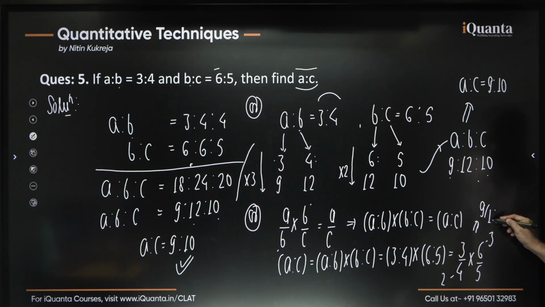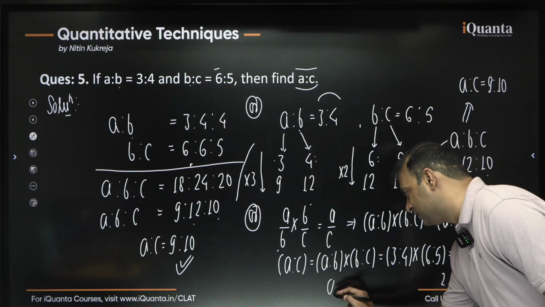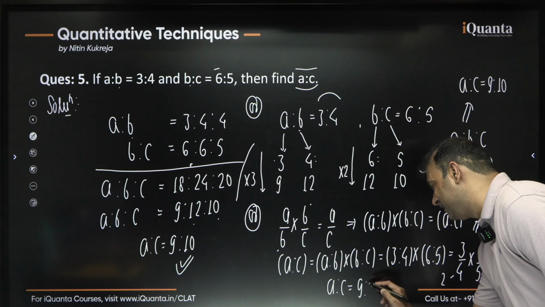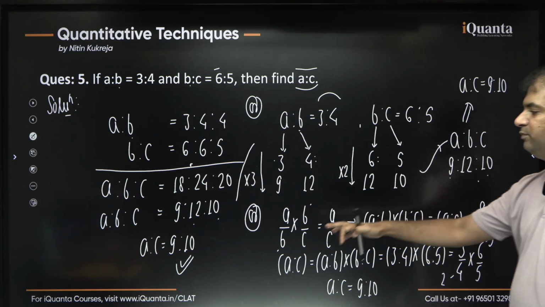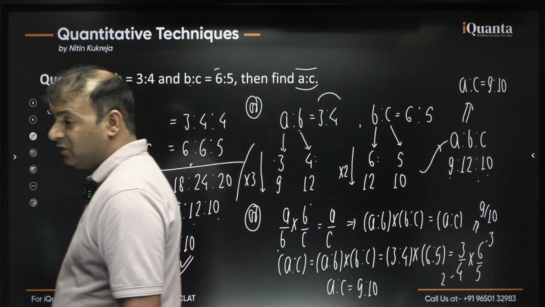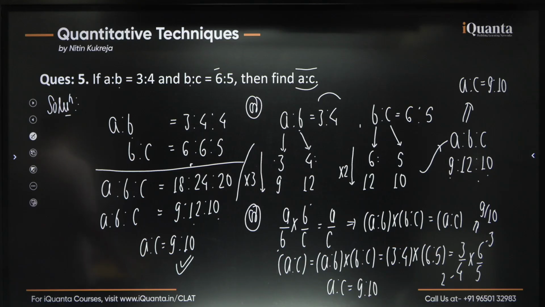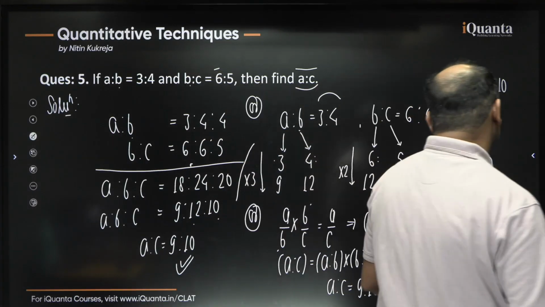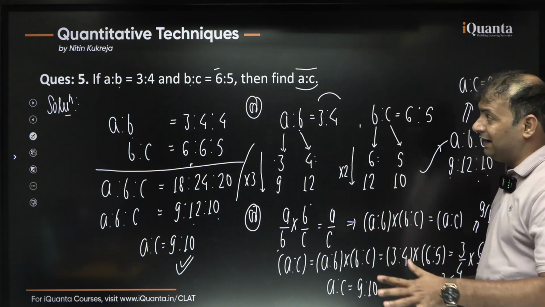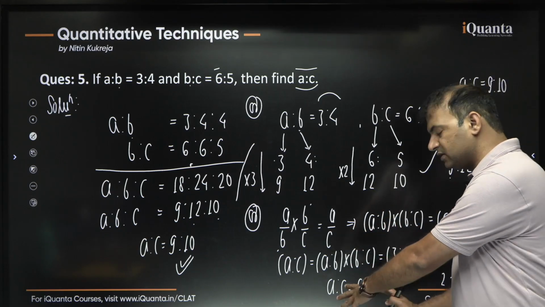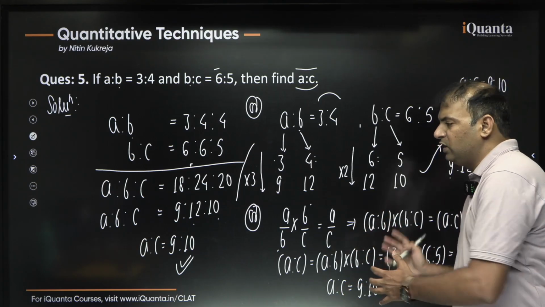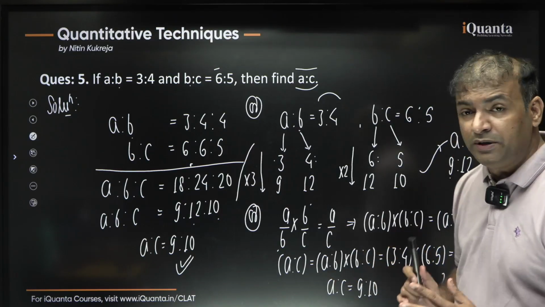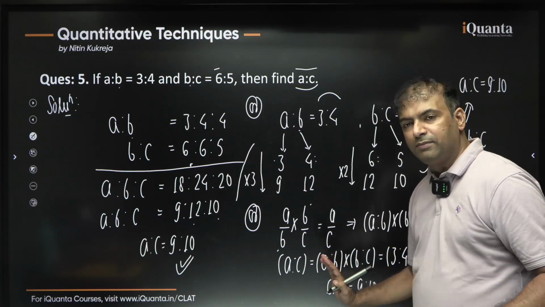So guys, this is how we can also say that A is to C is 9 is to 10, right? And the same answer as we had got in the previous two methods. So guys, we have in all 3 methods to solve this particular question. Now if the question asks you to find only A is to C, then yes, the third method is the best one, right? Because in this method, we are not finding A is to B is to C. And suppose we have to find A is to B is to C, then the third method is not much helpful.